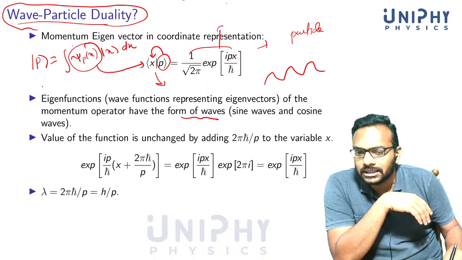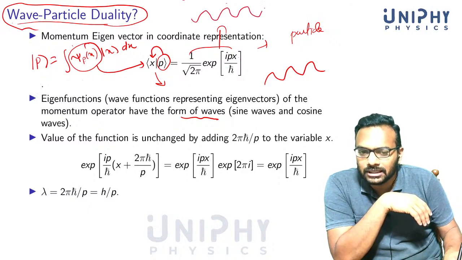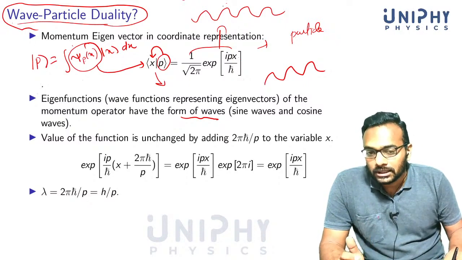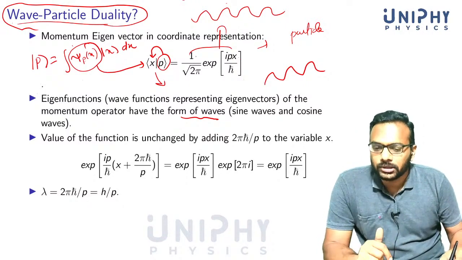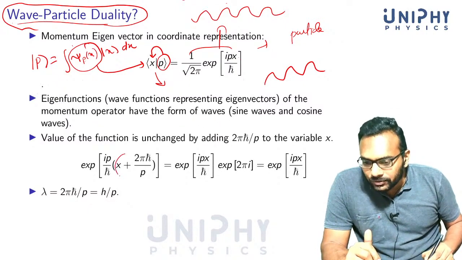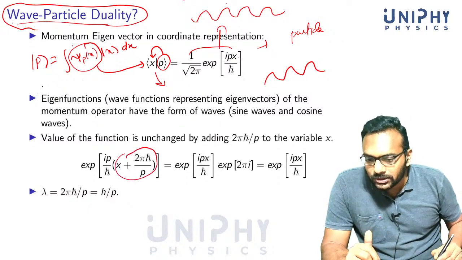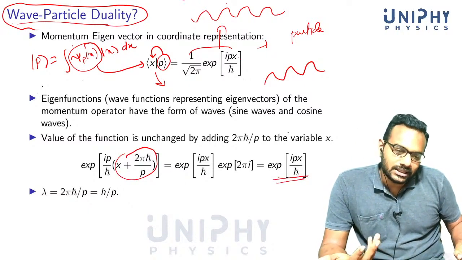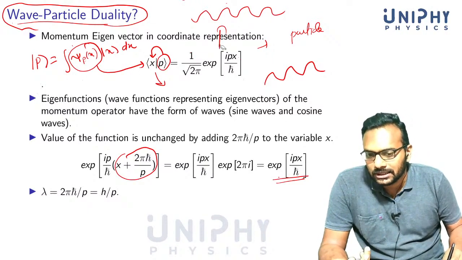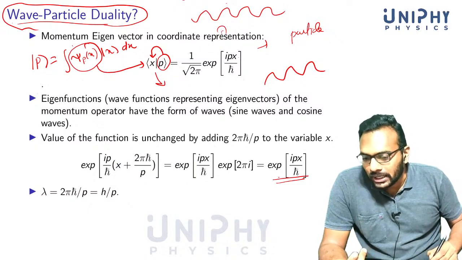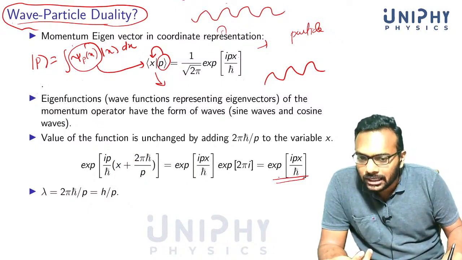If you take this function, corresponding to every x you get a complex number. If you draw only the real part, you get a sine wave or a cosine wave. This is only the real part; of course, there is an imaginary part which I cannot draw here. Now, if x varies by 2 pi h cross by p, the function remains the same. The function remains the same if you change x to x plus 2 pi h cross by p. That's how you calculate the wavelength.